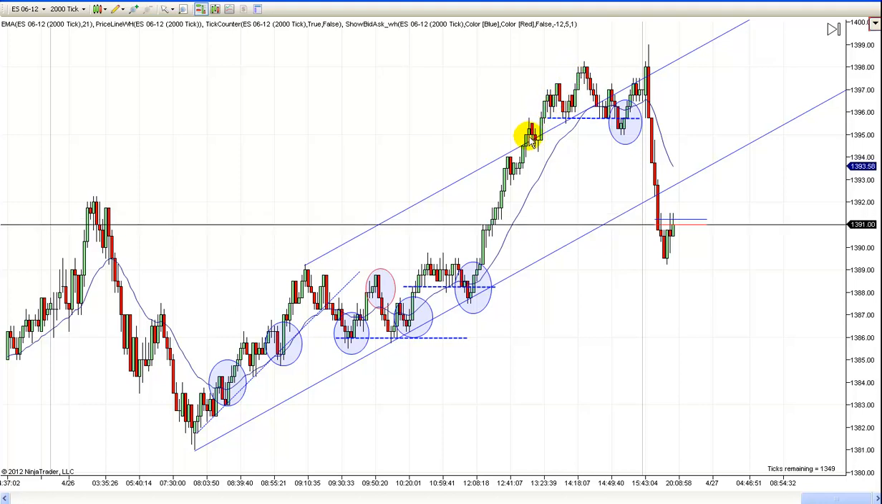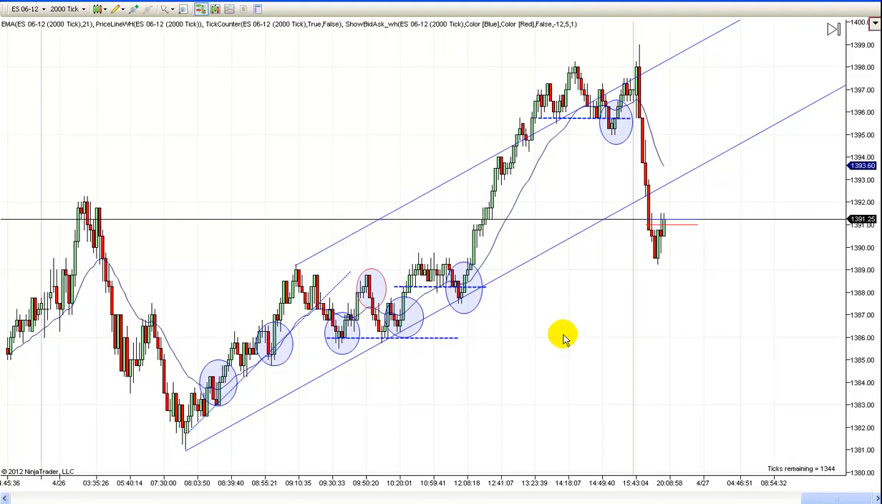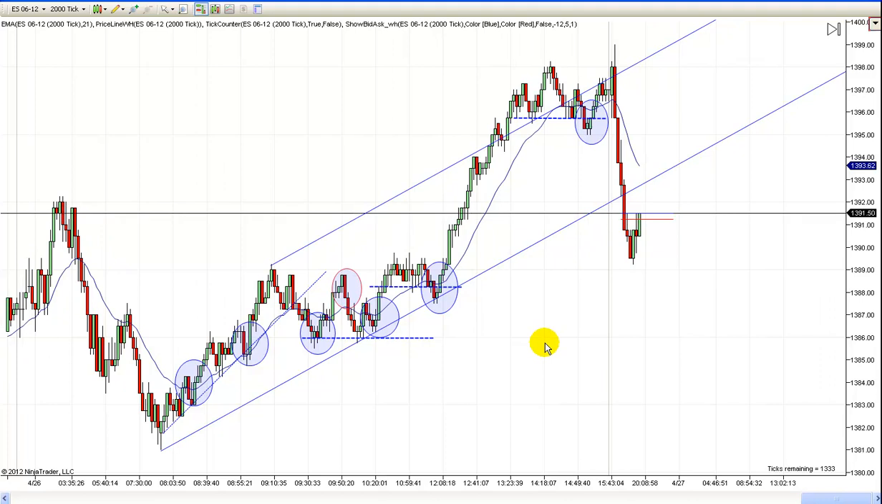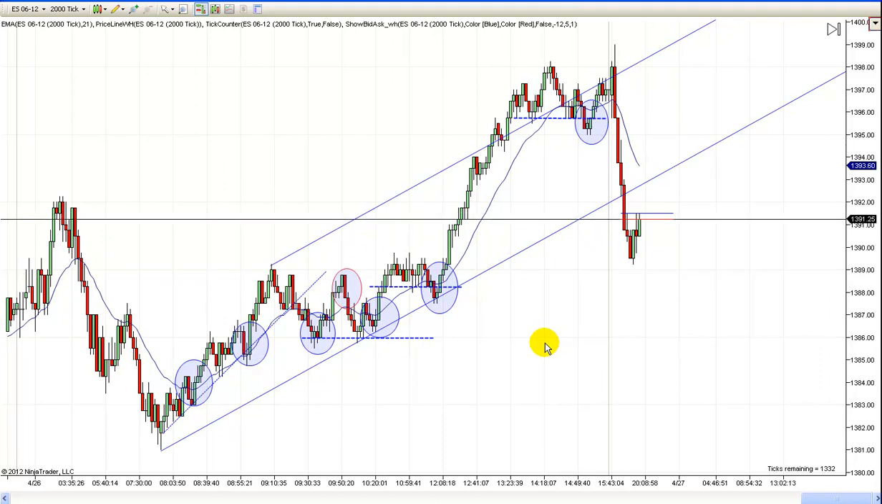I exited on this move right here, and you can see that was a dumb idea because we went a couple of points higher. But hey, when you can enter down here around 88 and you can ride this to 95, that's a pretty good move in anybody's book. And you can't always get the whole move. If it was that easy to do, everybody'd be making thousands of dollars every day. It's not that easy. But anyway, let's talk about the trades.